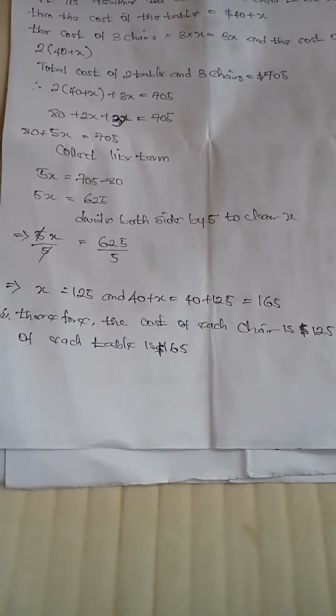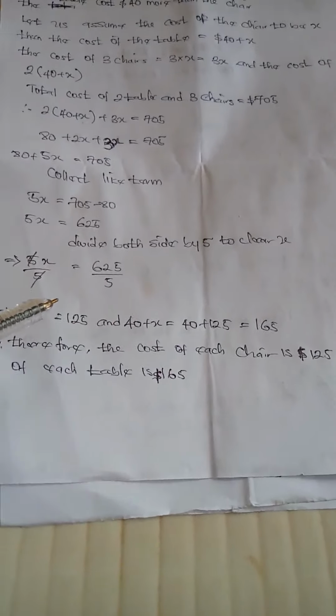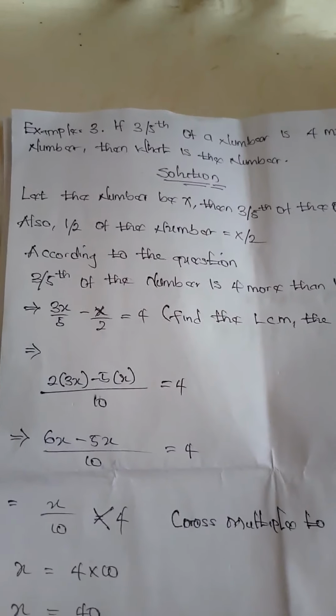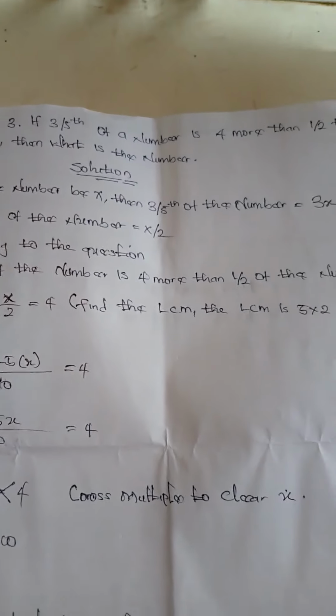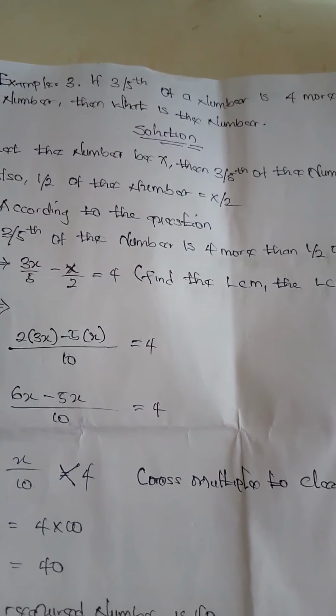So now I found the cost of the chair and the table at the same time. And this is the last example, example 3. As time goes on, I'll bring more examples out. If 1/5 of a number is 4 more than half the number, what is the number?